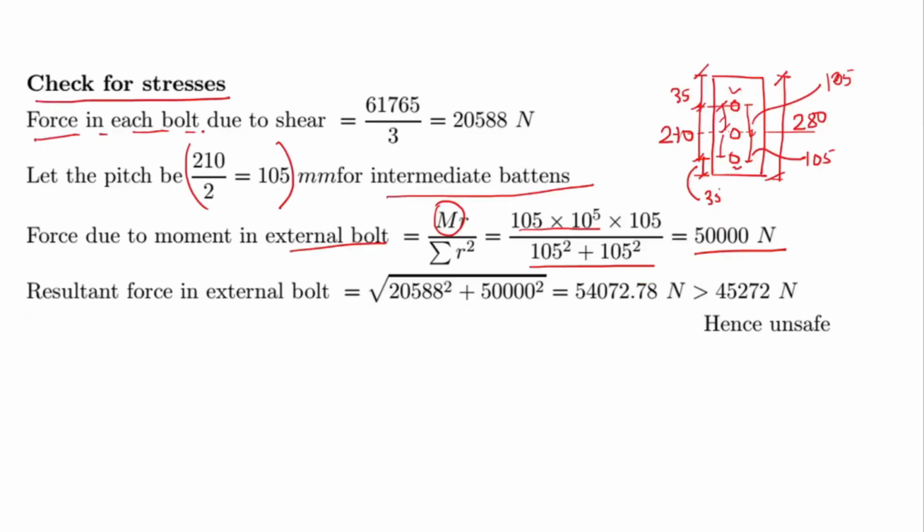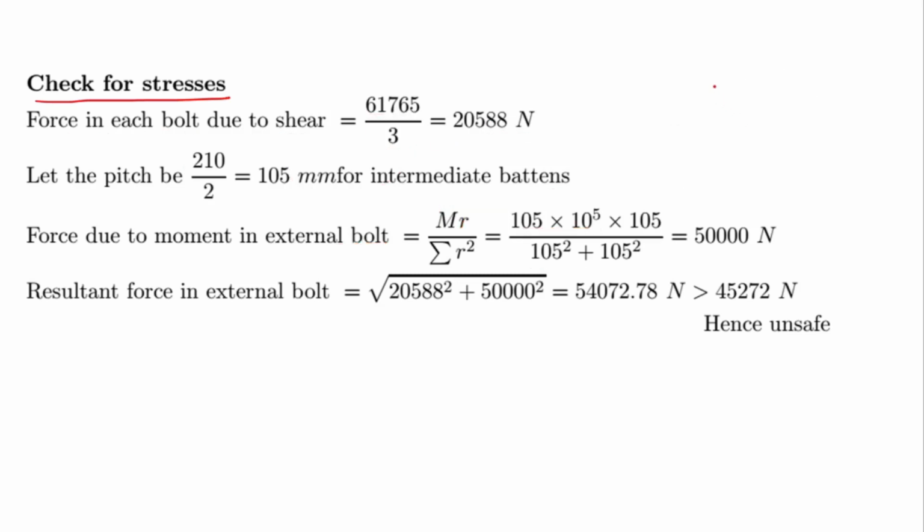Force in each bolt due to shear. Total transverse shear force, which is 61,765 divided by 3, is calculated as 20,588 Newton. See, suppose this is the intermediate batten plate and its overall thickness is 280 mm.